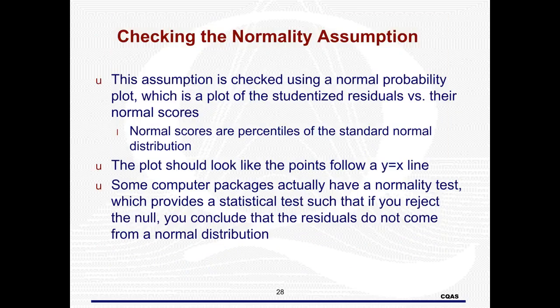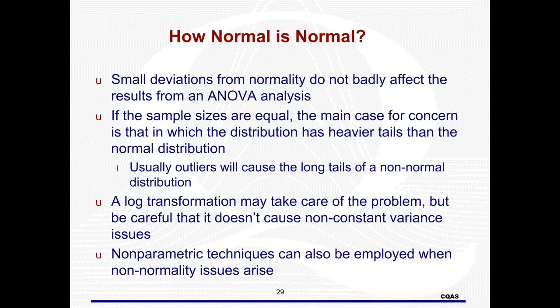Normality is assessed using normal probability plots of studentized residuals. Minor deviations are usually fine. What we really worry about are heavy tails and extreme outliers. ANOVA is robust to small deviations from normality, especially with equal sample sizes. Outliers and heavy tails are the real enemies. Transformations or non-parametric methods are your backup options.